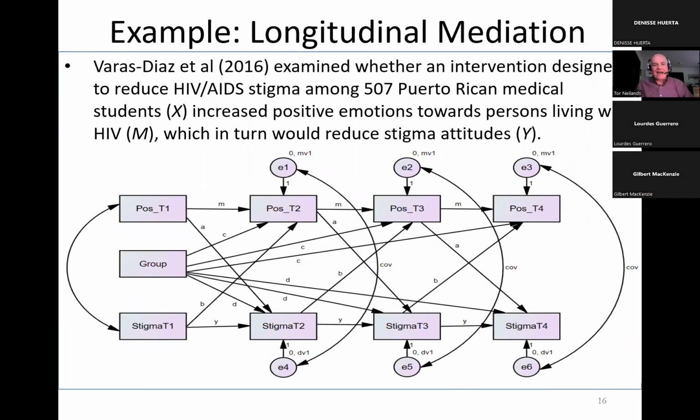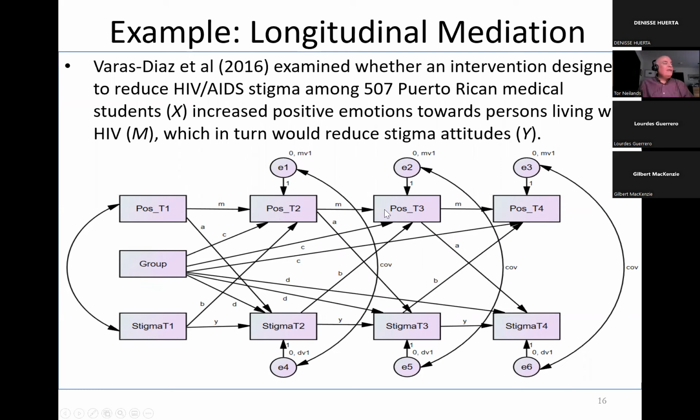So here's a really busy diagram from an analysis that I did back in 2015 with my colleague Nelson Vares Diaz from the University of Puerto Rico. Nelson examined whether an intervention designed to reduce HIV/AIDS stigma among over 500 Puerto Rican medical students, that's the X variable, the intervention, increased positive emotions towards persons living with HIV. That's the mediator M. And here in the diagram, we have the positivity scores over here, POS, T2, T3, and T4.